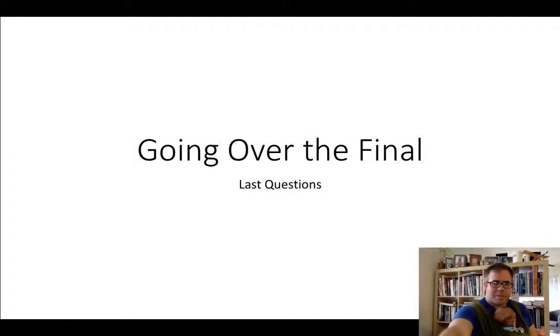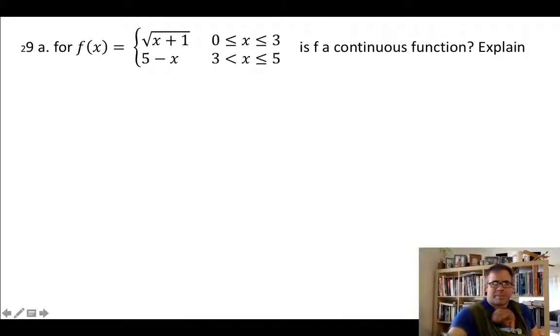So this last part was built to be more like the free response section on an AP test. So you've got a lot of parts to every question. We're given an f. It is defined to be the square root of x plus 1 when x is between 0 and 3, and it's 5 minus x when it's between 3 and 5. And it asks, is f a continuous function?